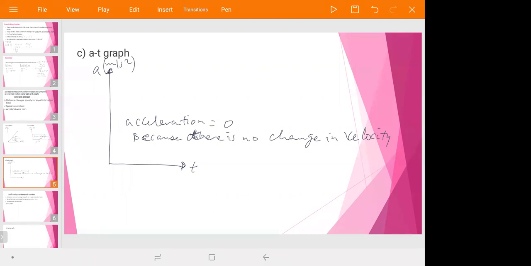Therefore, when we represent uniform motion graphically, we can represent what we have seen in A, B, and C. When we represent uniform motion graphically, it seems like this one, okay?